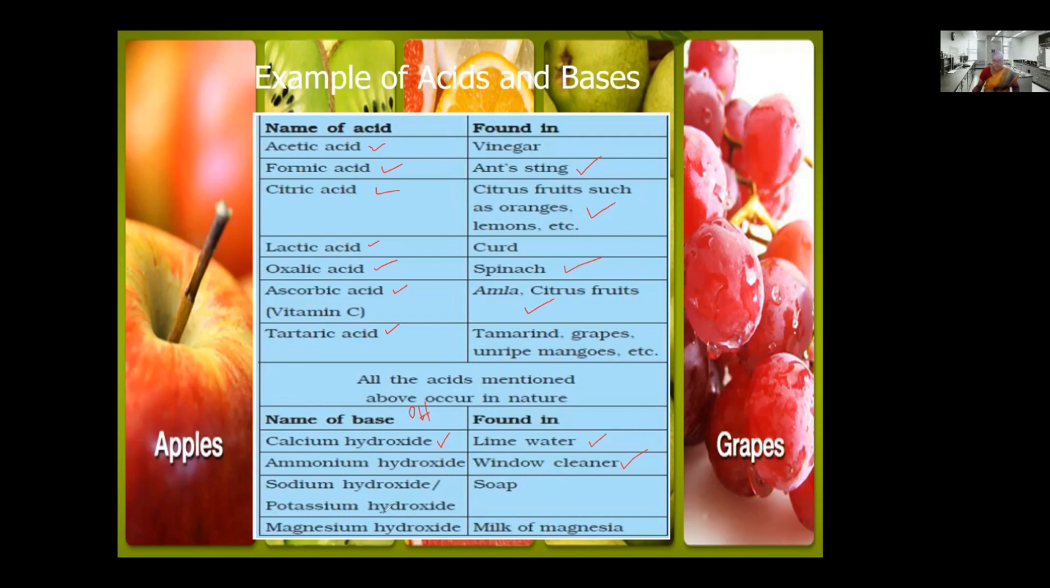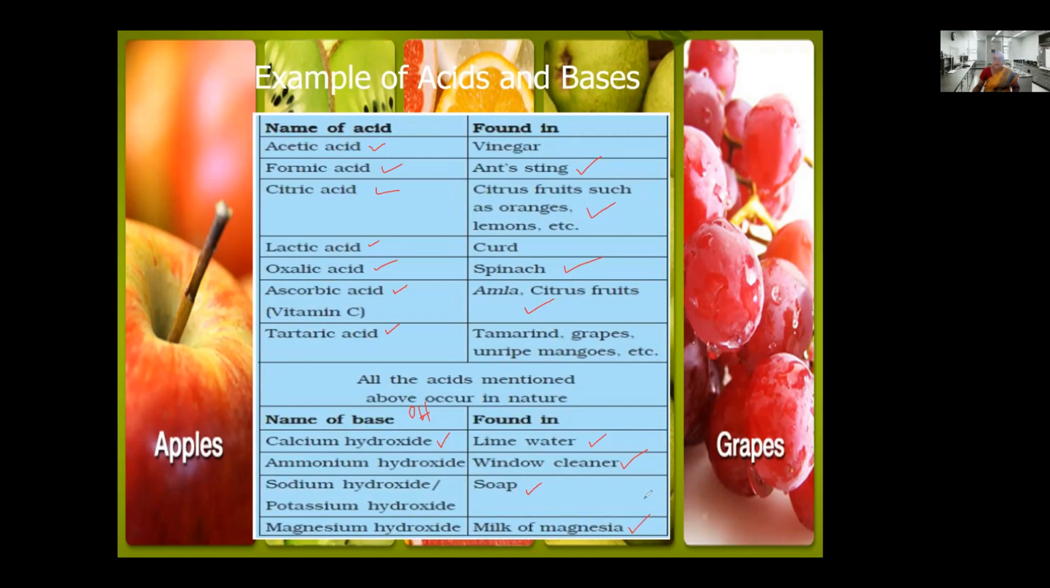Sodium hydroxide or potassium hydroxide is present in soap. Because of that only we get foams. What do I mean by foams? When you are washing clothes, you get those white bubbles. That is called foam. Okay. Then magnesium hydroxide. It is milk of magnesia.